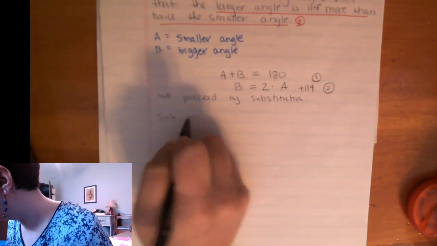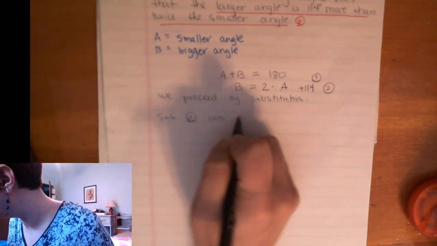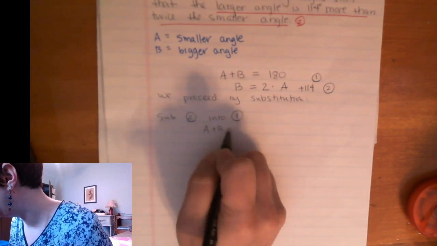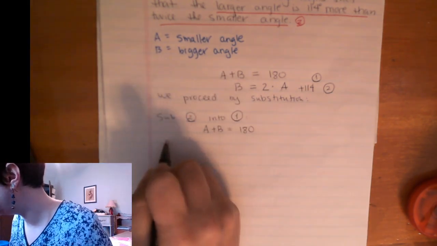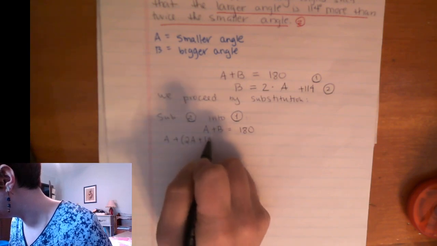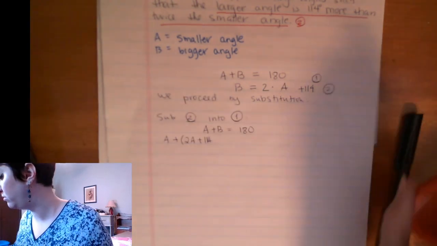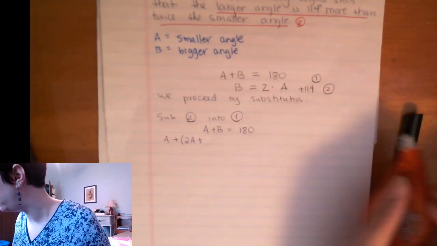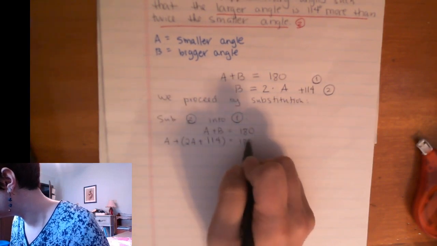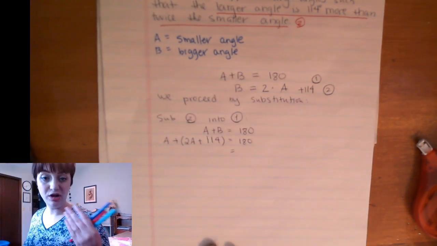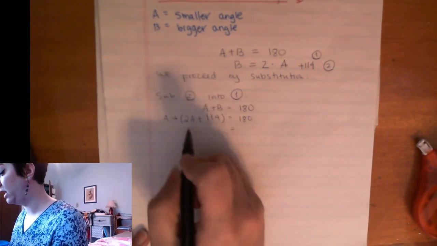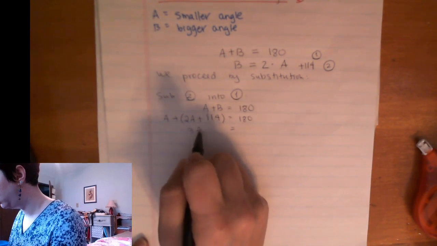So sub 2 into 1. Equation 1 says that A plus B equals 180, but equation 2 says any B can be rewritten as 2A plus 114. All right, so there's no more B, this is linear in A. Now we can solve for A. A plus 2A is 3A.